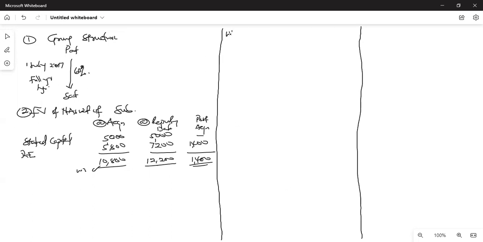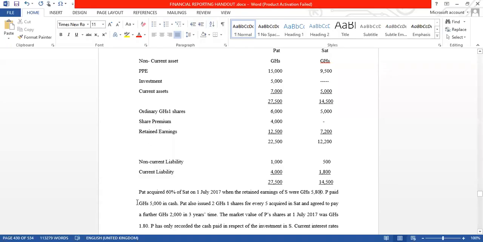Working 3, which is what? Goodwill. Don't forget, we will share this thing with workings 4 and 5. All right. Goodwill, we need our purchase consideration. And the purchase consideration, don't forget, we have cash paid, which was how much? 5,000. Okay, cash was 5,000. So that is what we've dealt with.